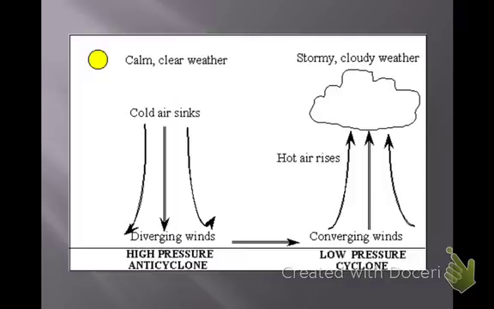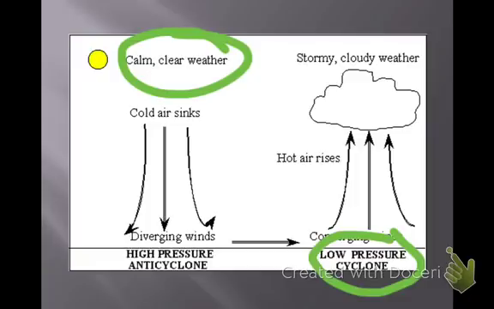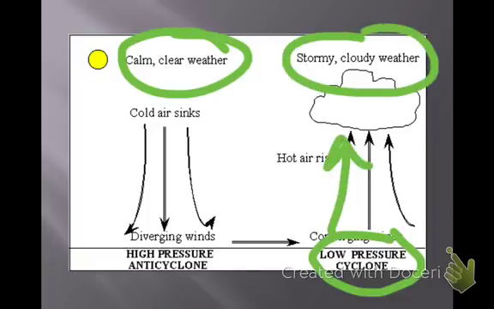So this is just, again, summing up what I just told you, and this is what's on your video notes. High pressure systems, anticyclones, bring us calm, clear weather, whereas low pressure or a cyclone, where you have hot air rising, brings us stormy, cloudy weather. No cloud formations with a high pressure system, lots of clouds with a low pressure system. Okay?